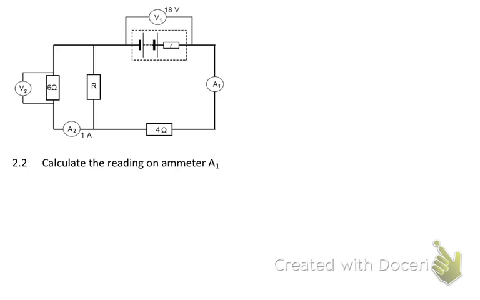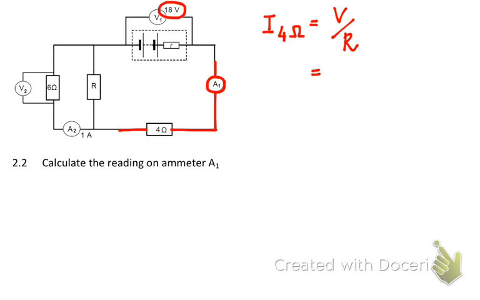2.2, calculate the reading on ammeter A1. There it is, and that's measuring the total current of the circuit as well as the current that flows through the 4 ohm resistor. So we're going to apply Ohm's law to the 4 ohm resistor, and I, the current in the 4 ohm resistor, is equal to V over R.